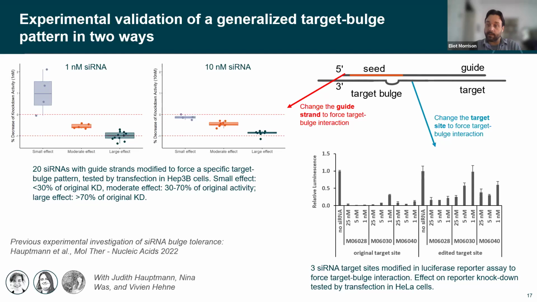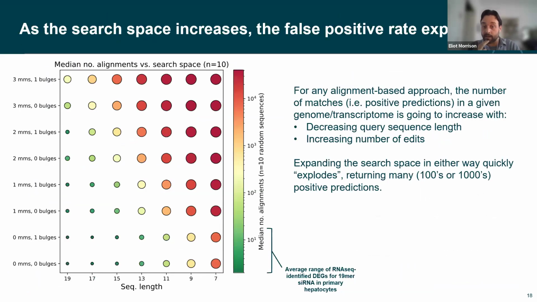this issue that as you increase your search space, so for example, if you now include bulges as a possible feature to search for, then you run into this problem I mentioned already with the microRNA seed interactions, that you tend to get more and more false positives. And I hope I can illustrate this here with this in silico exercise that we performed.